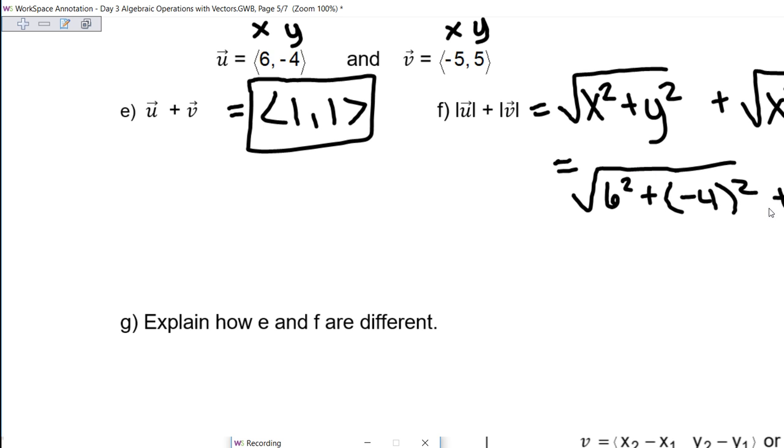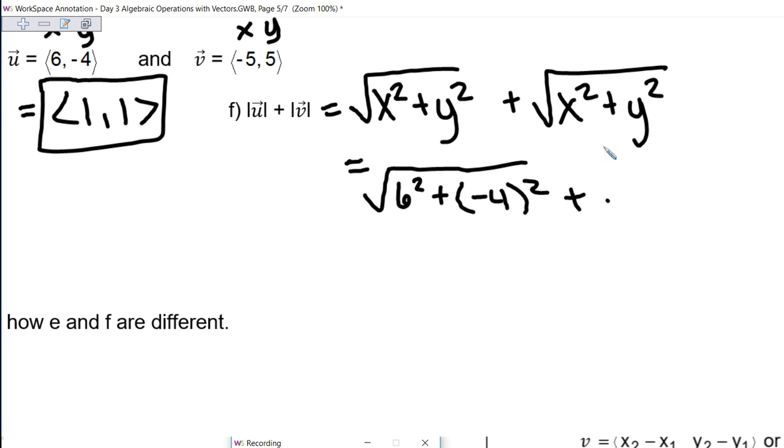Now moving on to the magnitude for vector v. What is the x value for vector v? So -5 needs to be squared. Add to that the square of y, and what's the y value for vector v? +5 needs to be squared.